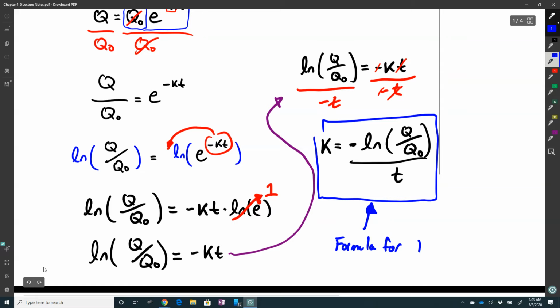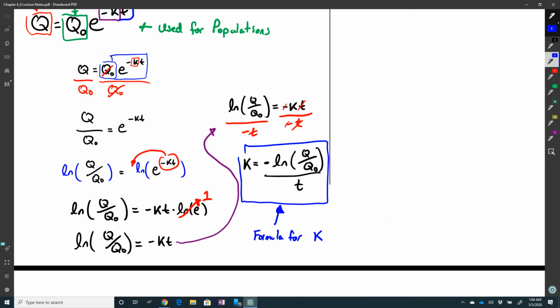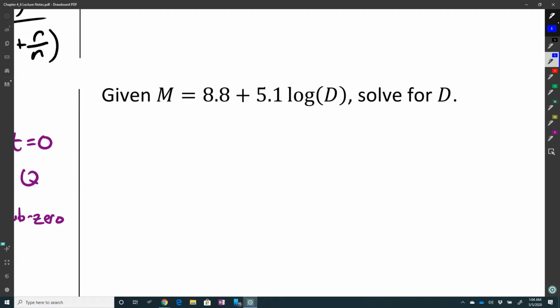Now, I prefer that you just memorize the solving process. It's not too difficult. All right, let's go to the next page. Or not next page, but the last one. This one says solve for d.